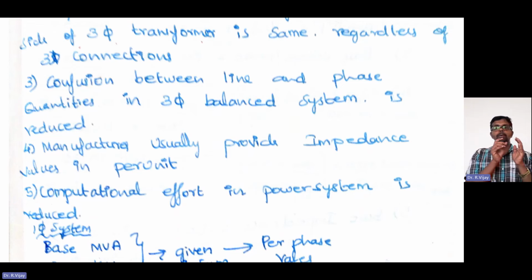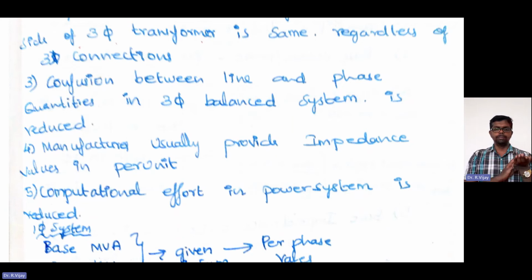Say for example, one single generator, one single transformer and one load are there. Then it is very easy. But in practical cases, there are n number of generators, n number of transmission lines, n number of transformers and n number of loads. In that case, simulation becomes very complex. If you directly take the values in per unit, it will be very easy for us to simulate also. And that is what I said: computational effort in the power system is reduced.